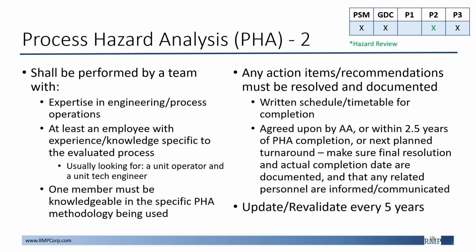Any action items and recommendations made during the PHA must be resolved and documented in a timely manner. This is usually done by having a written schedule, a timetable for completion, and the timetable or the time frame should either be agreed upon by the AA or within 2.5 years of PHA completion or next planned turnaround. You should make sure that the final resolution and actual completion dates are documented and that any related personnel are informed and communicated of the changes made.